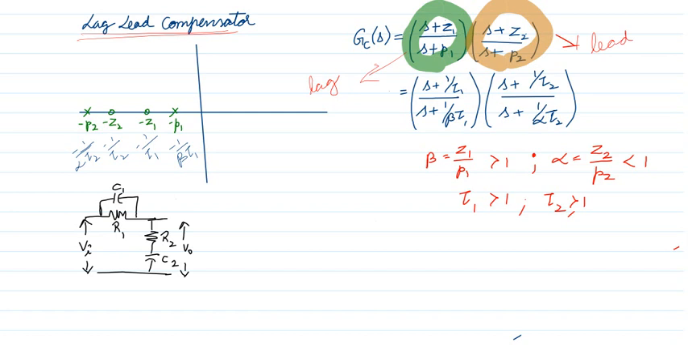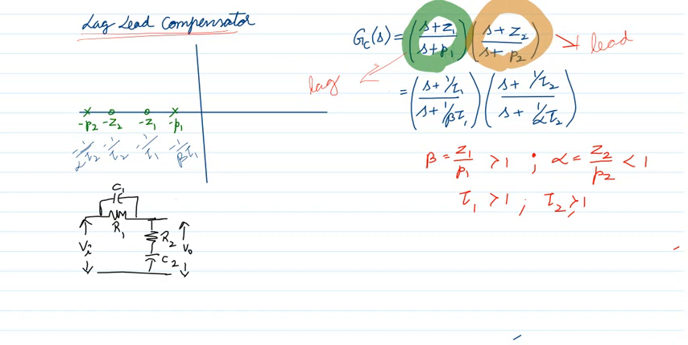Okay, why am I saying this is lag? Lag means the pole is coming close to the imaginary axis, followed by the zero. Then we have a zero, then a pole. So this is the lead, this is the lag. Okay, so what is the zero here? Minus Z1. What is the pole here? Minus P1. So minus P1 is the pole, then minus Z1 is the zero. Then minus Z2 is the zero, then minus P2 is this pole.